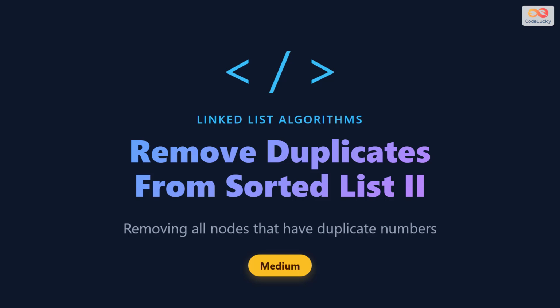Welcome back. Today we are tackling LeetCode problem 82, removing duplicates from a sorted list, version 2. This is a classic medium-level linked list problem that tests your ability to manage pointers effectively.